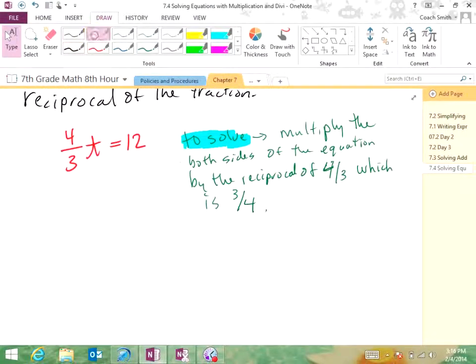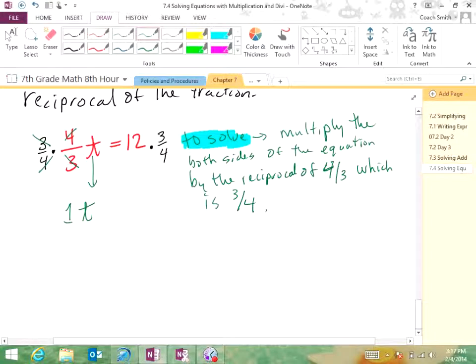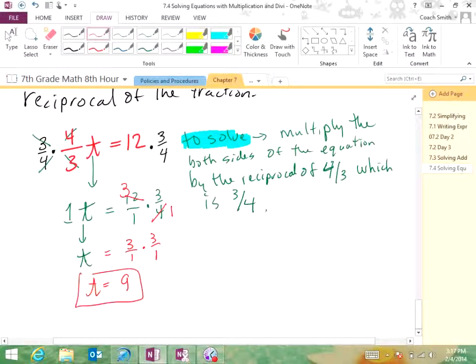Okay, so I have to multiply both sides by the reciprocal to solve it. Now, all this cross-cancels, leaving me with t times 1. Well, we've already said that that's just the variable, in this case, t. This right here is 12 over 1 times 3 over 4. We can cross-cancel here. 4 goes into 4 once. 4 goes into 12 3 times. So that leaves me with 3 over 1 times 3 over 1, which means t is equal to 9.